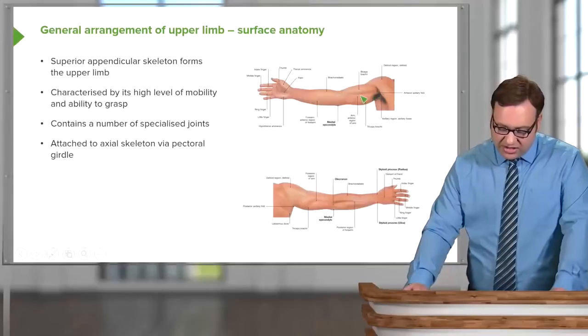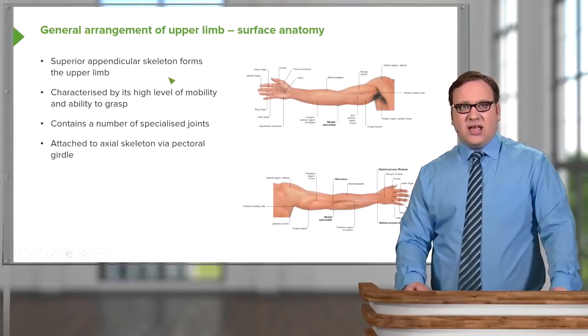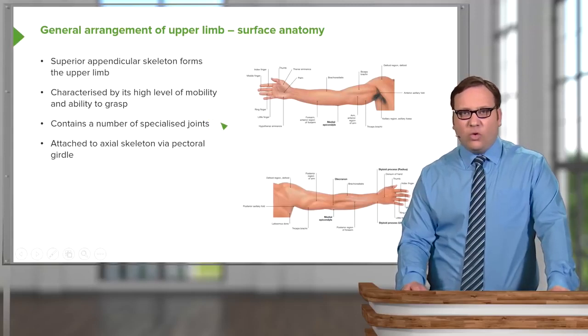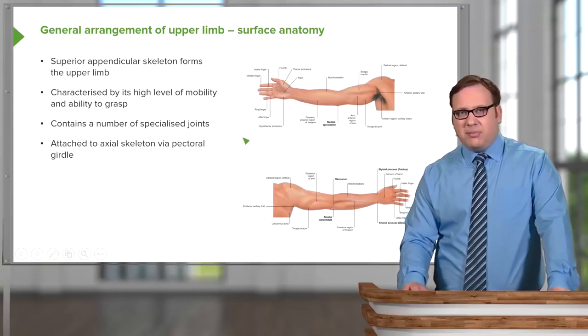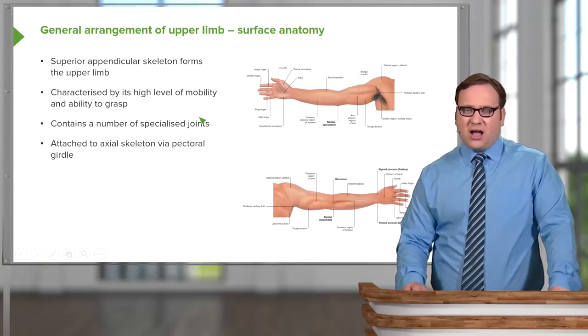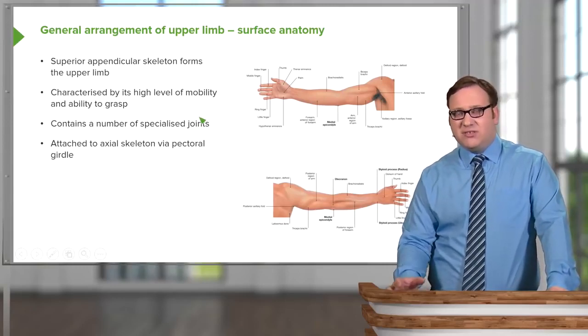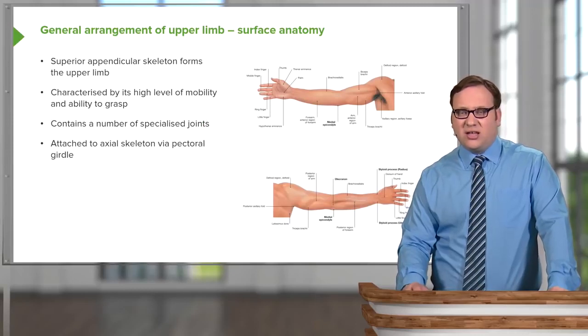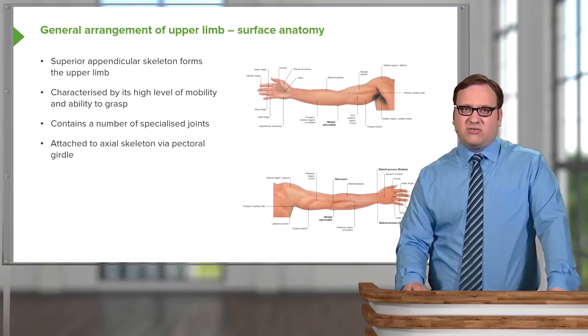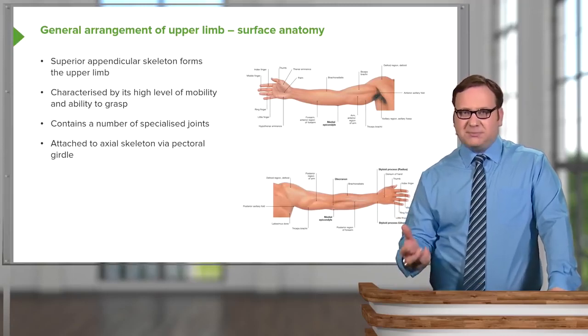So this region that we can see here on the slide is part of the superior appendicular skeleton, and it forms the upper limb. The upper limb is important because it has a high level of mobility, which is given to it via the pectoral girdle, which we'll see in a few slides' time. It's also characterized by its ability to grasp structures.